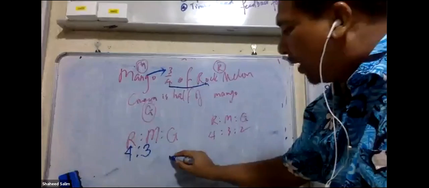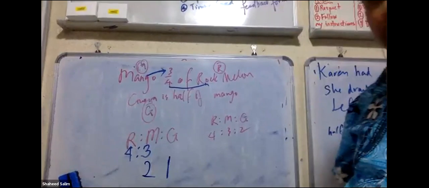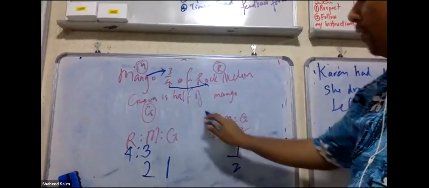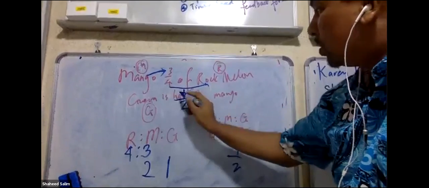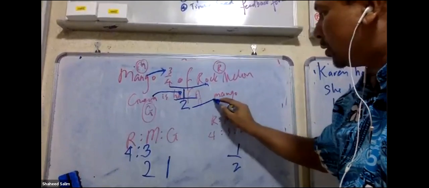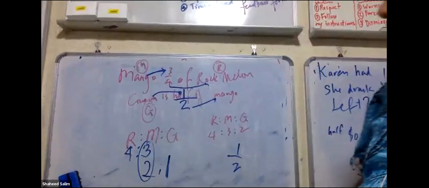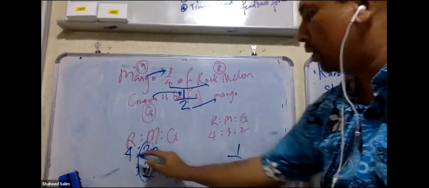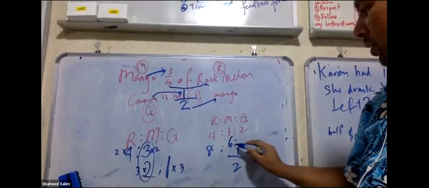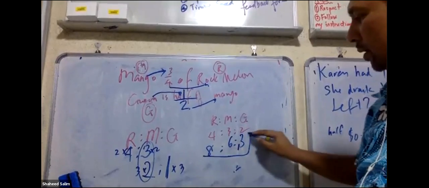So down here now, guava is half a mango. Guava is 1, mango must be 2. Because half is 1/2. Guava is half a mango. You see, 3/4 of mango. Guava is half, so guava is 1, mango is 2. Can you see? Now you got this one. Make it the same. Times by? 2. So 3, 4 times 2. So you get 8 is to 6 is to 3. So congratulations to Miss Raihana.